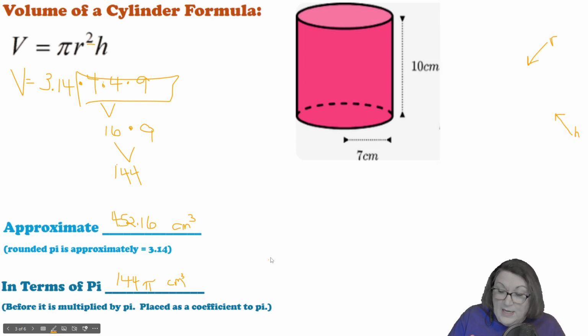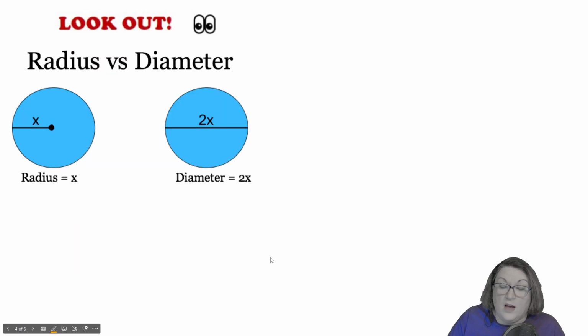Now, we need to also be on the lookout for some things that might happen when you're calculating pi in your calculations with volume. And that is, hang on, Tyson. Sorry, my kitty cat's meowing for me.